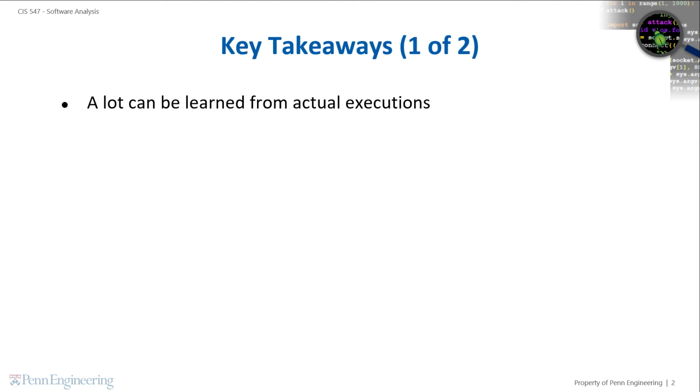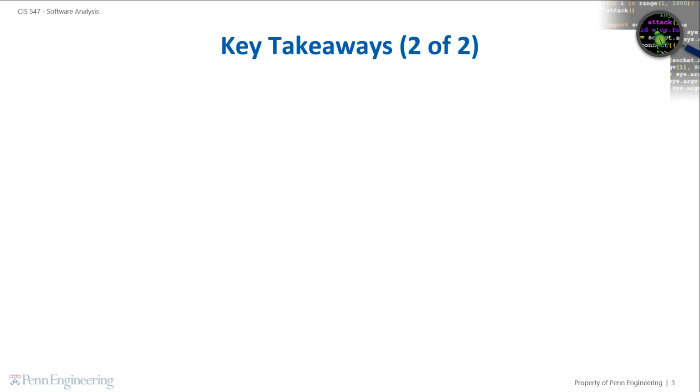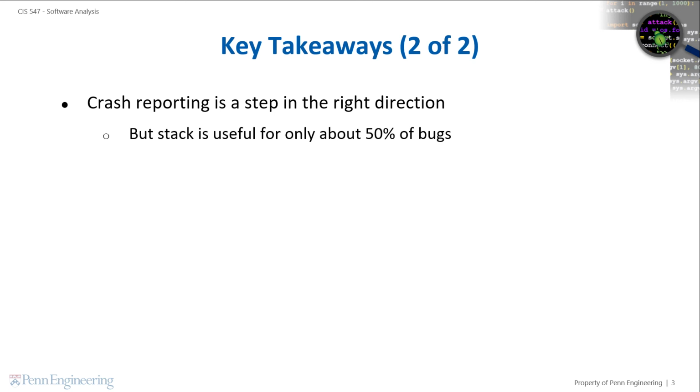The key takeaway from this module, though, is that we can learn a lot from the actual executions of software by users. These executions of the code are going to happen anyway, so we should capture some of that information. The common practice of sending crash reports after a failed execution is a step in the right direction. But stack traces have been shown to be useful for only about half the bugs that crop up in the lifetime of a piece of software. And we fail to receive information about successful runs from crash reports.